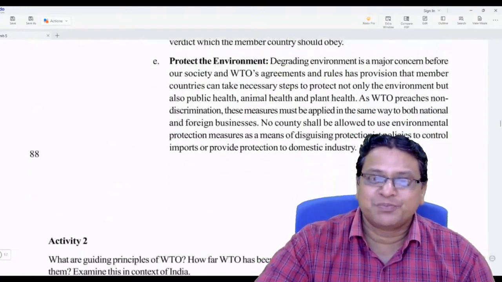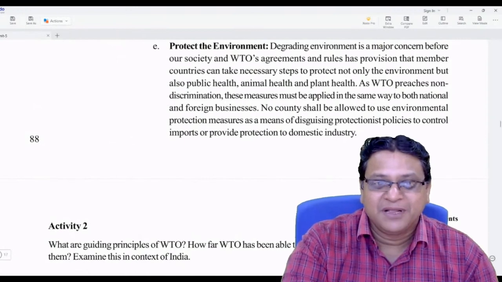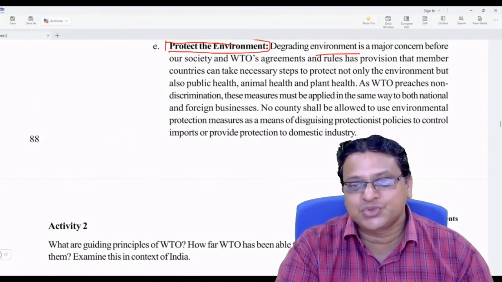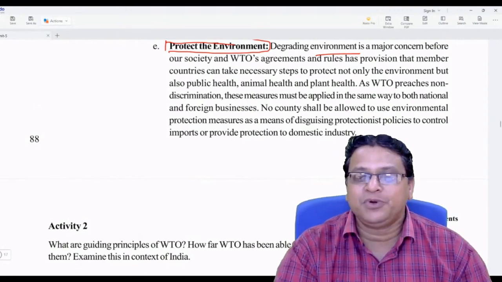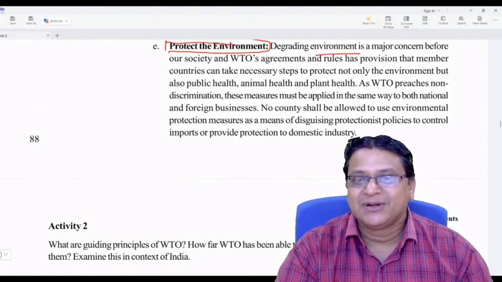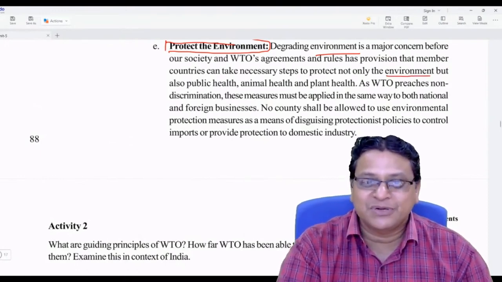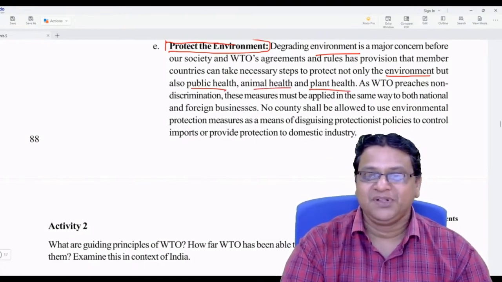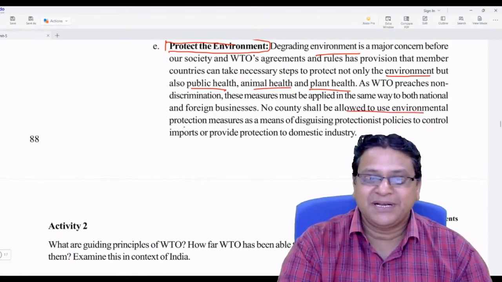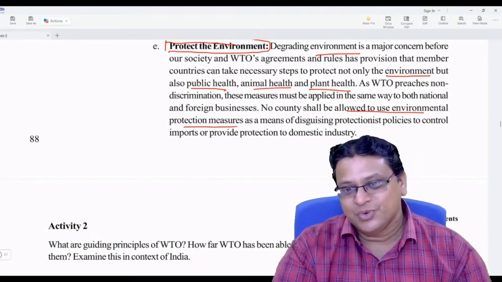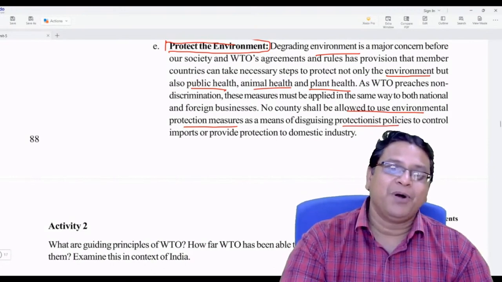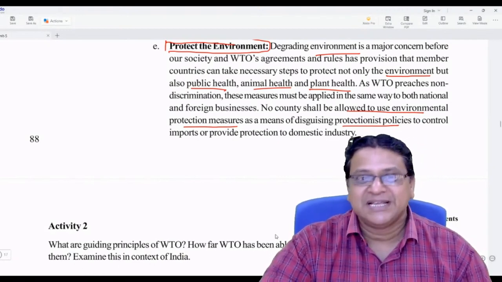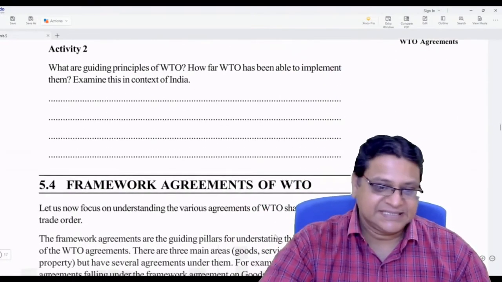Next, WTO rules must protect the environment. They must have environmental concerns. Environment issues are taken care of. WTO rules are framed in such a way that they will protect not only the biological environment but also public health, animal health, plant health, etc. No country will be allowed to use environmental protection measures to have protectionist policies, but environmental protection measures can be taken by member countries if environmental issues arise.